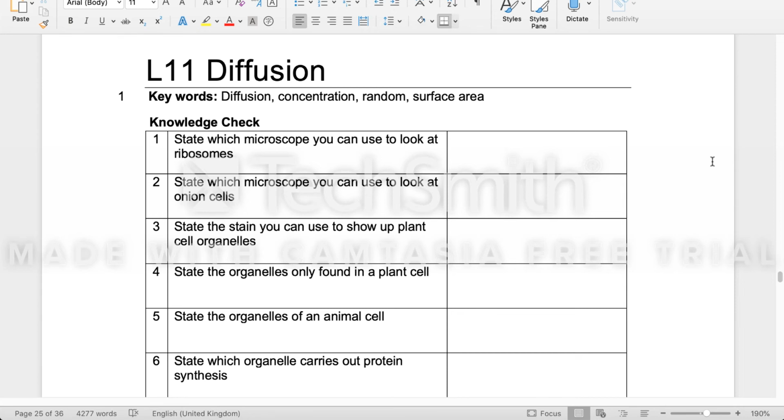Hello there, and welcome to the last lesson in Cells and Diffusion Part 2, Lesson 11, which is on diffusion. Okay, so this is the very last lesson in this booklet. Well done for getting this far.